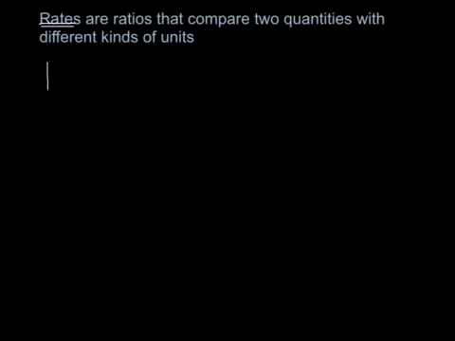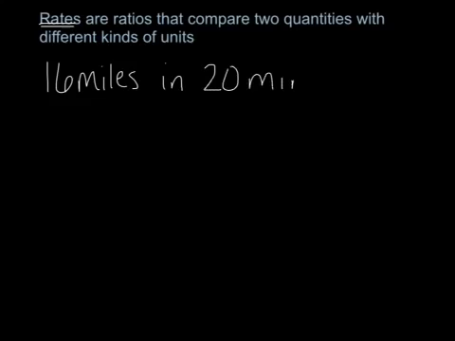So I'm going to go back to our problem that we had on our dividing mixed numbers test, where that was a problem that stated that a snowboarder can travel 16 miles in 1/5 of an hour. And to make that a little easier for us, I'm going to say that a snowboarder can travel 16 miles in 20 minutes.